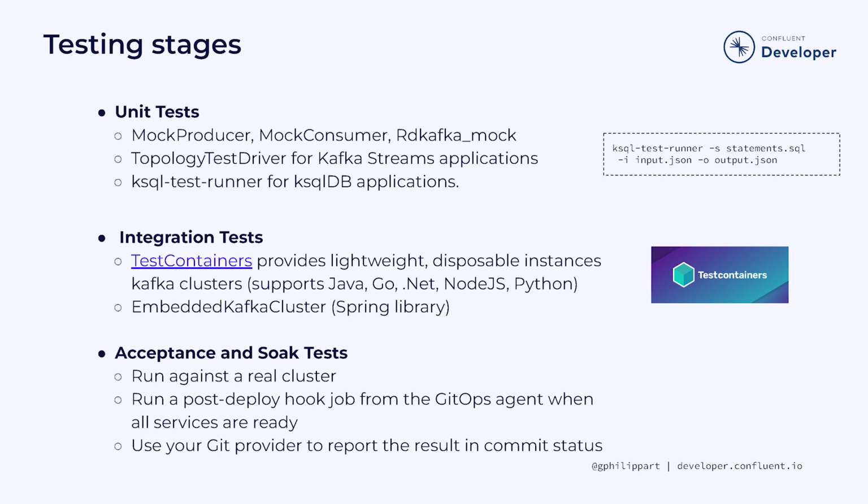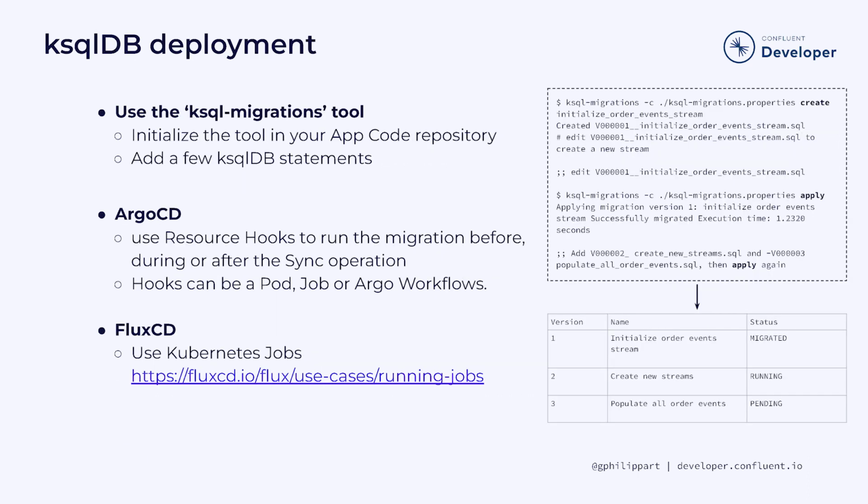When you have KSQL DB code, there's this question of how you should create and update the persistent queries in the target environment. Confluent has built a tool to do exactly that, KSQL migrations. It's very straightforward to set up. Run the tool's create command in your application code repository to write your first KSQL DB migration file, and then add the KSQL DB statements you need.